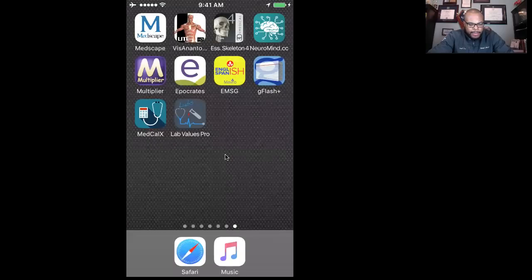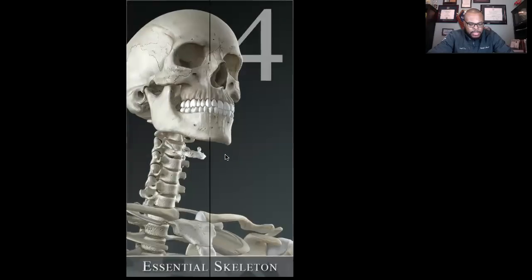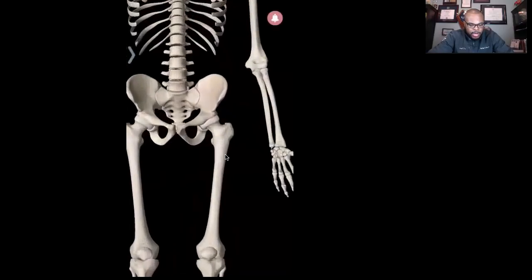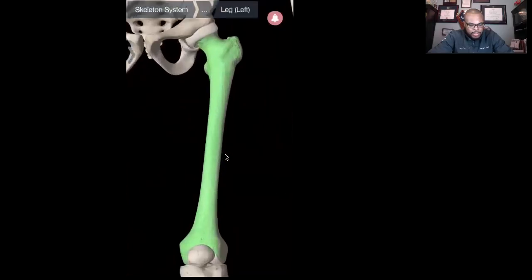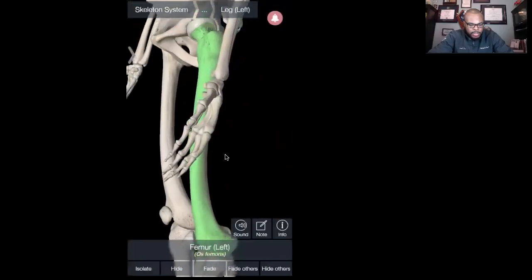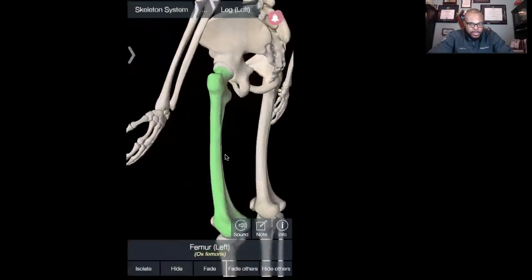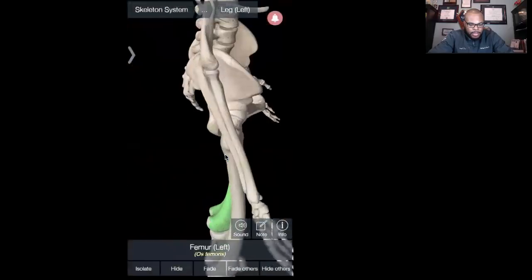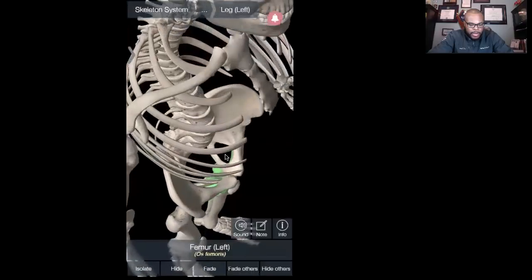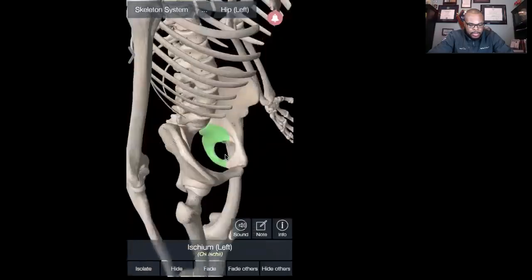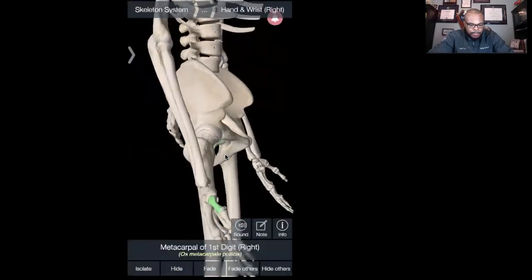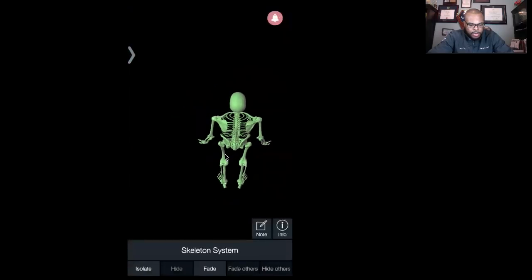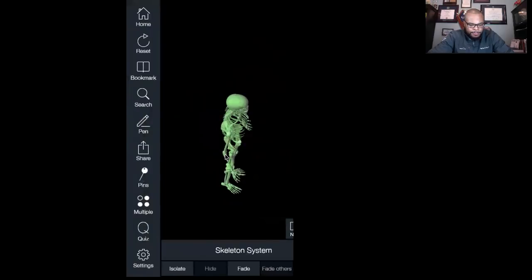So the third app is Essential Skeleton, especially if you want to go into orthopedics. You got to know what the bones are. You got to know the names of the bones. This one is pretty cool because you can spin this around here and look at the back of the hip. You can rotate it all around, look at the ribs, look at the bones in the hand. This is a pretty cool app, and this app is free as well.